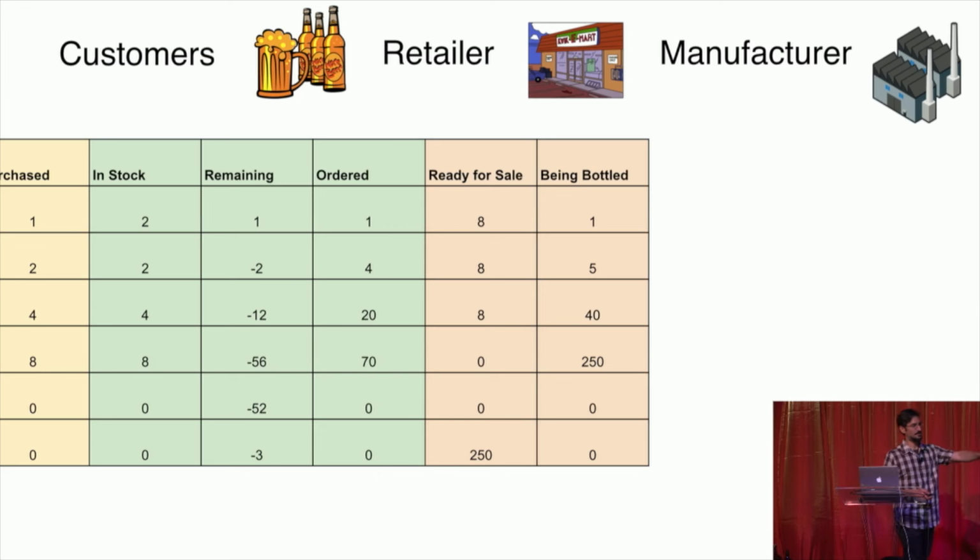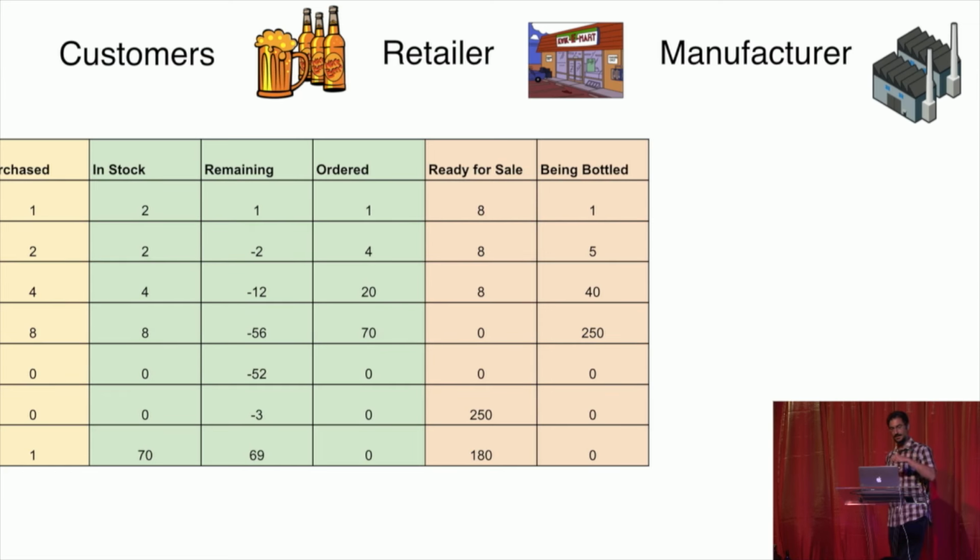But the manufacturer now has a new microbrewery online, so they have 250 cases of it. And the last week, we're back to steady state with just 1 being purchased. The retailer has more cases of beer in stock than they could possibly ever sell in a year. A lot of remaining stock, and the manufacturer is also left with a bunch.